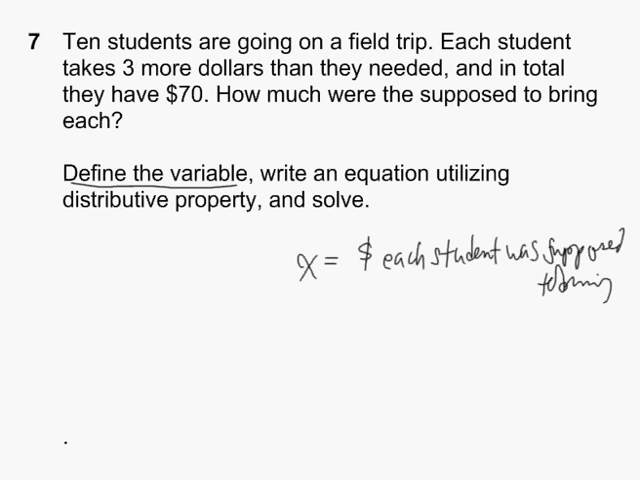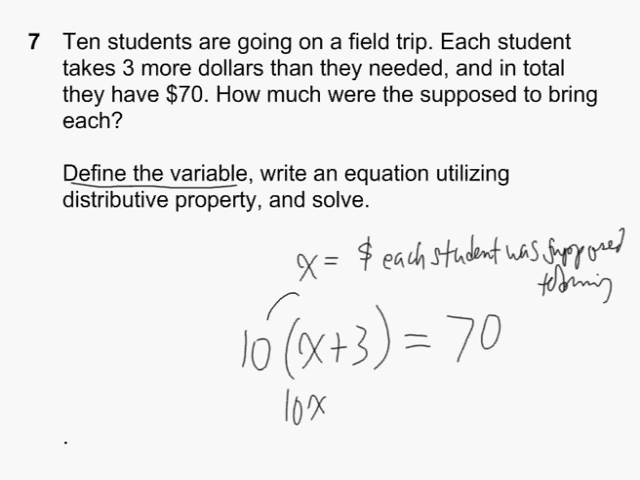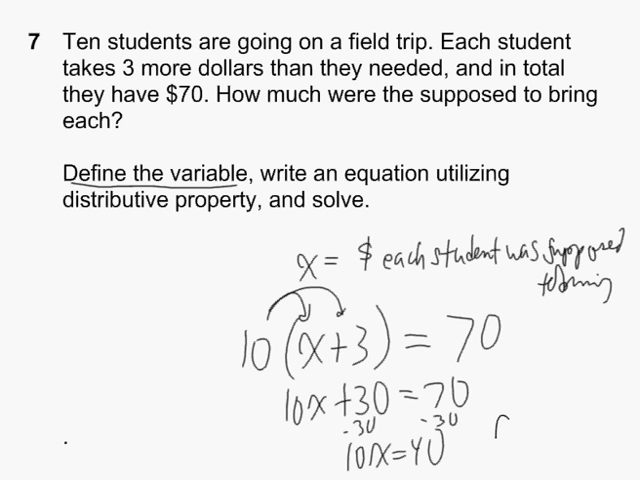So each student brought $3 more than they should have, so that would be x plus 3. And since 10 students brought it, I'm going to multiply that amount by 10. And altogether, all of that money is going to be $70. So now we have a distributive property question. If I expand, I would get 10x plus 30 equals 70. If I subtract 30 from both sides, 10x equals 40, and therefore x equals 4. So how much was each student supposed to bring? Each student was supposed to bring $4, and instead of bringing $4, they brought $7 each.